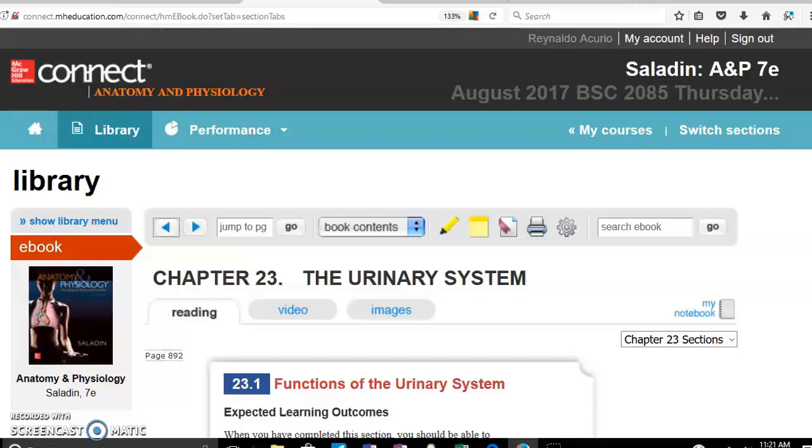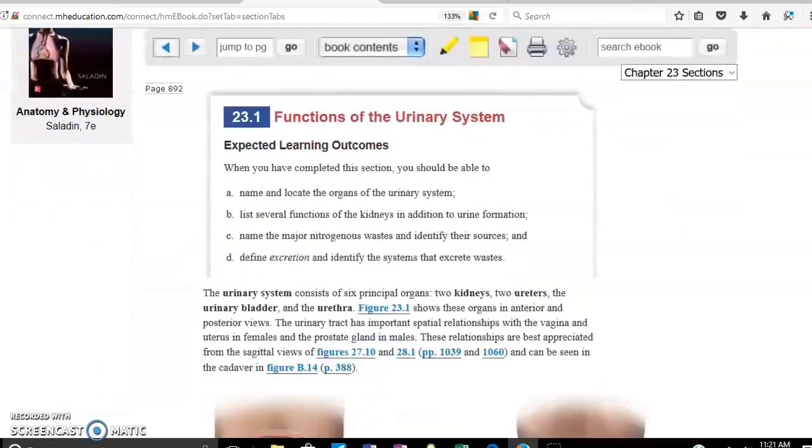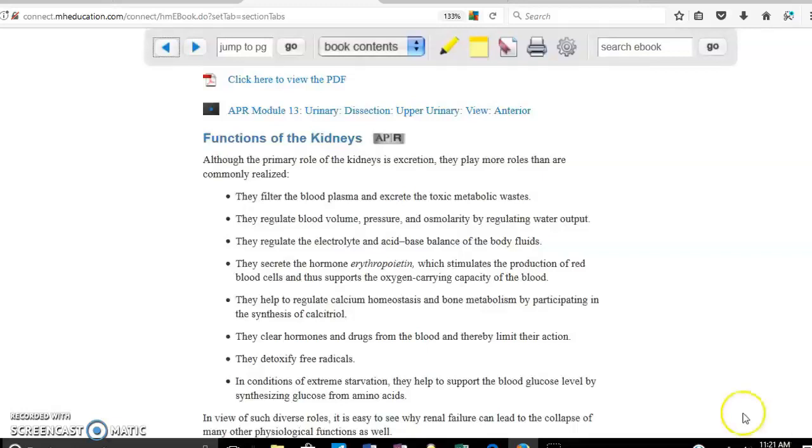Okay, this chapter is the urinary system. We're going to start with the functions of the urinary system. So the job of the urinary system is to filter the blood to produce urine. And by doing that, it is going to get rid of metabolic waste.